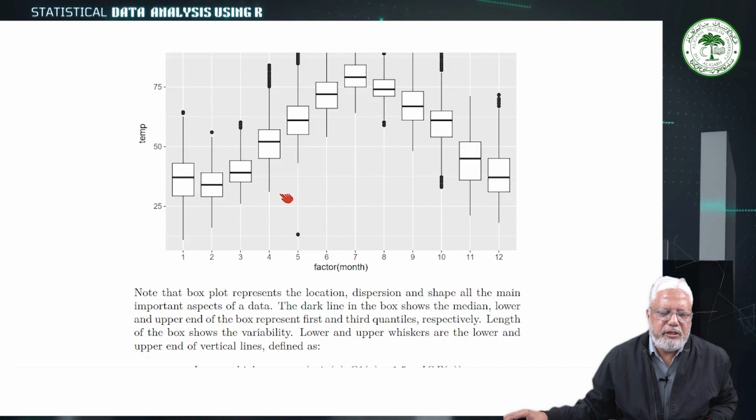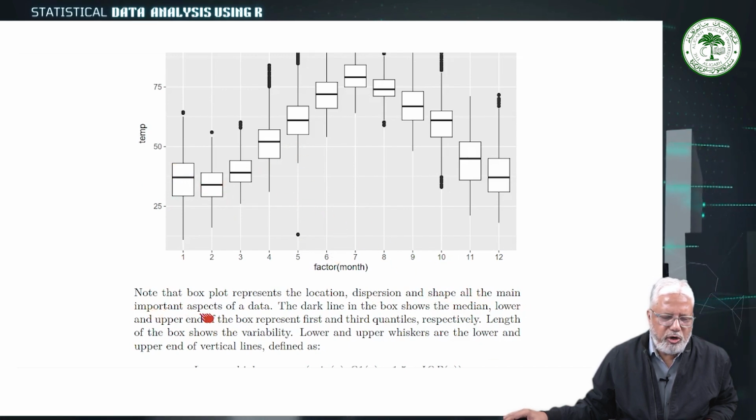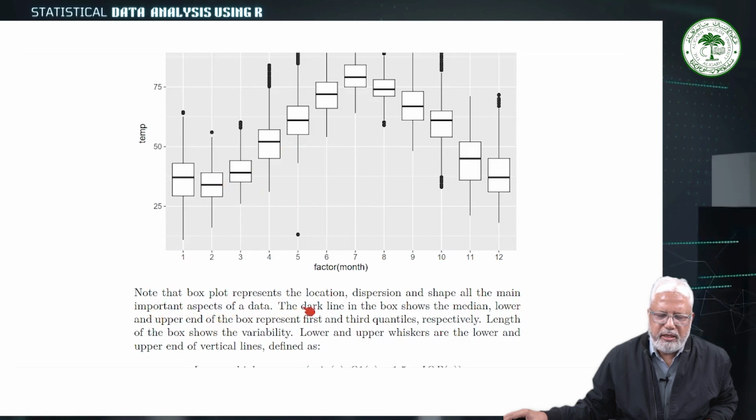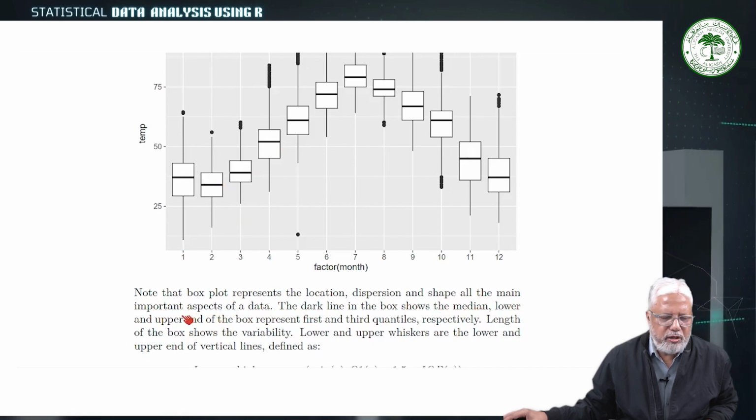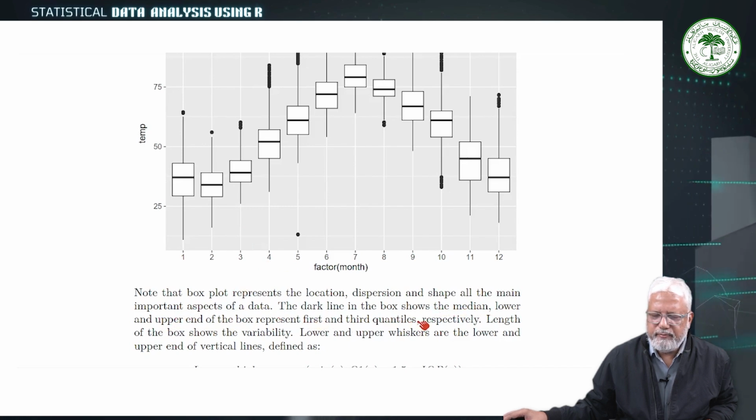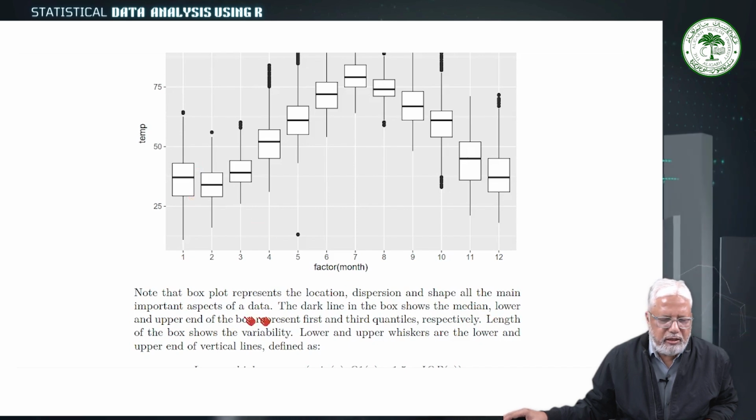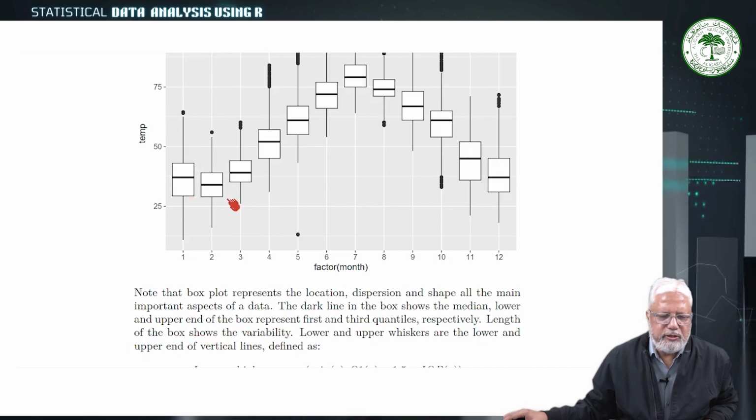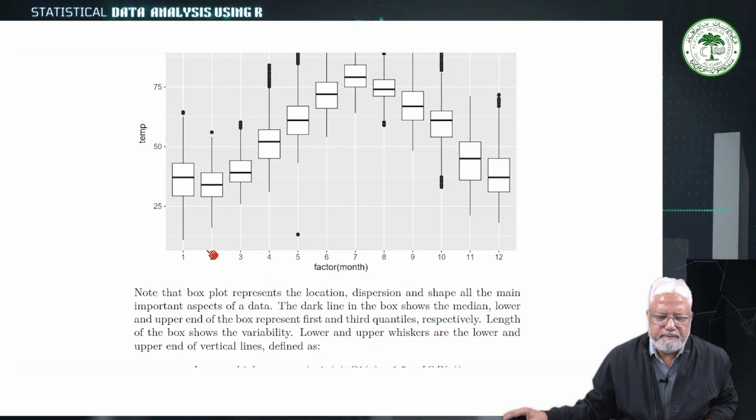And shape means whether it is symmetric or not. All the main important aspects of a data. The dark line in the box shows the median. Lower and upper end of the box represents the first and third quartiles. This is the first quartile and this is the third quartile. Length of the box shows the variability. Say for example, here more variability as compared to this one.